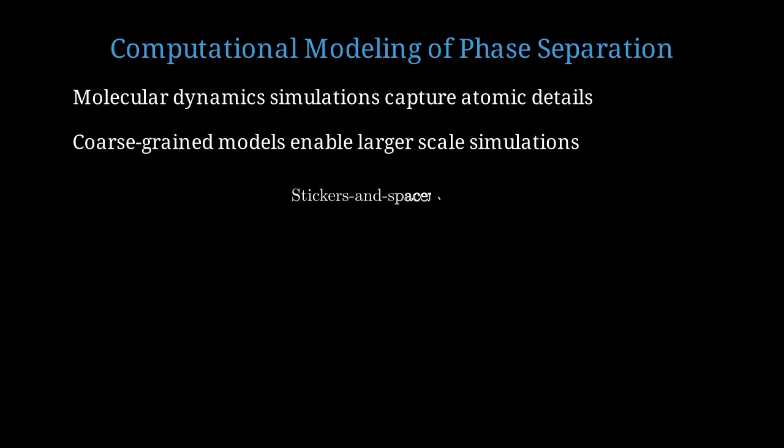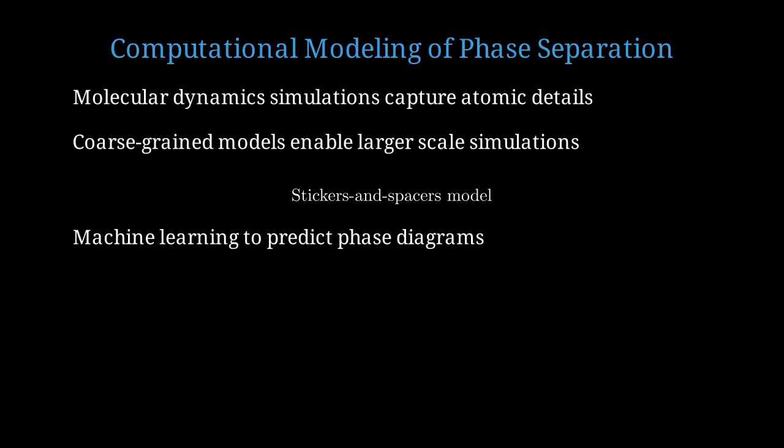The stickers and spacers model treats proteins as chains with sticky interaction sites separated by flexible spacers, capturing essential physics while remaining computationally tractable. Machine learning approaches are now being trained to predict phase diagrams directly from protein sequences, potentially accelerating condensate design.